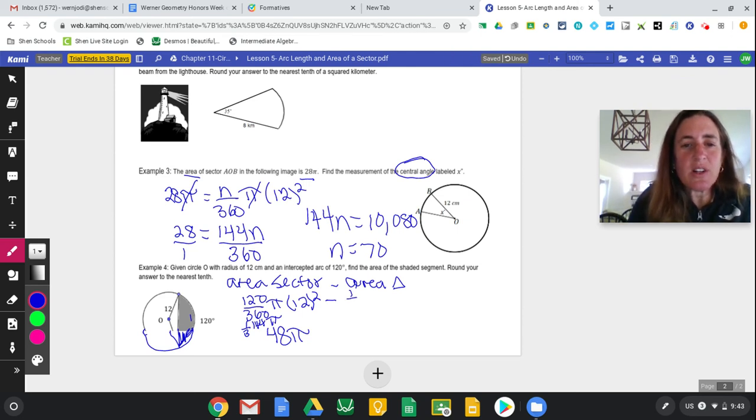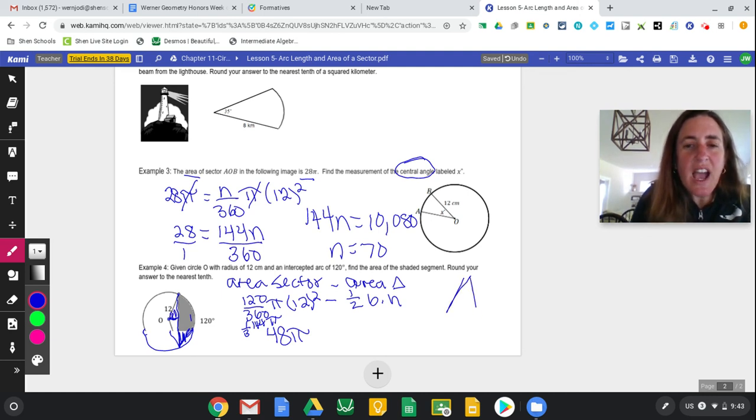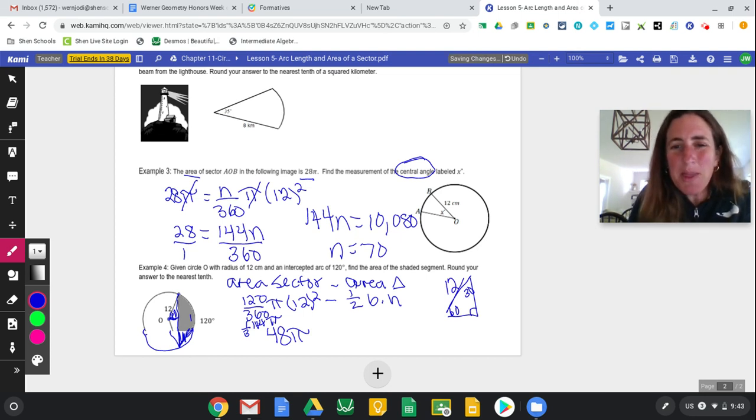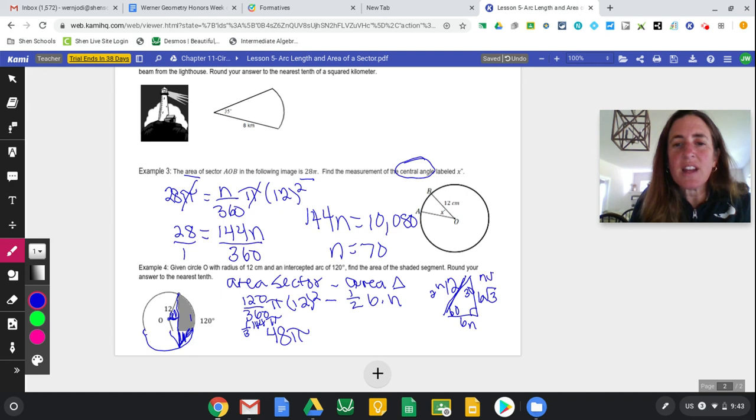Now, to do the area of the triangle, it's 1/2 base times height. But I don't know this base, and I need to know this height. But no fear, people. If this whole central angle is 120, each side is 60. So now I'm looking at this angle being 60. This is 90. Look, there's a 30, 60, 90. So if this guy's 12, across from 30 is 6, and across from 60 is 6 radical 3. Because if you remember, across from 90 is 2n, this is n, and then this is n radical 3.